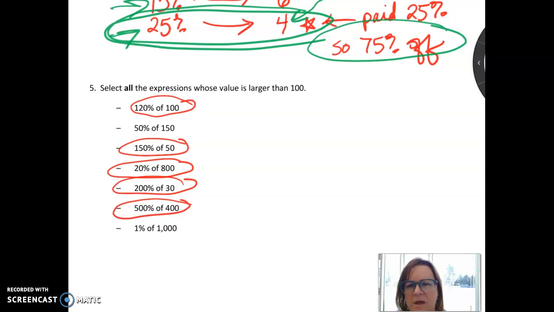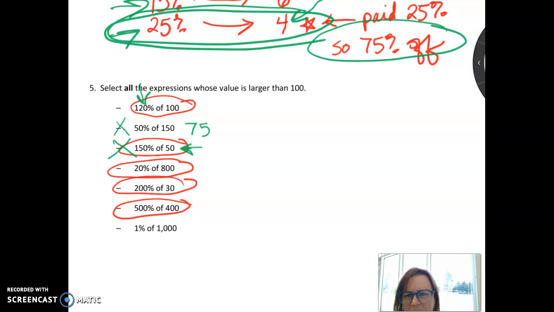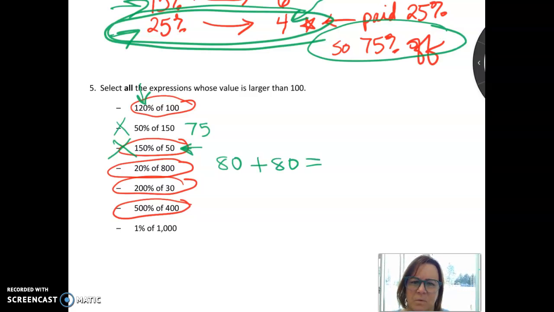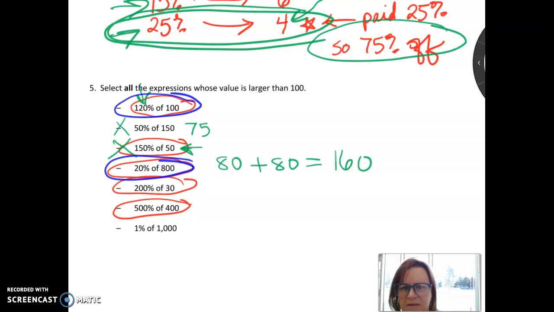All right, and then the last one, you had to select all the expressions whose value is larger than 100. Here we're starting with 100, and we have greater than 100%, so that's going to be greater than 100. 50% of 150 is going to be 75, so that one's not. 150% of 50, 100% of 50 is 50, and another 50% of 50 would be another 25, so that one is not. 20% of 800, so 10% of 800 is 80, and 20% then would be 160, so that one is, here, let me mark yes, yes.